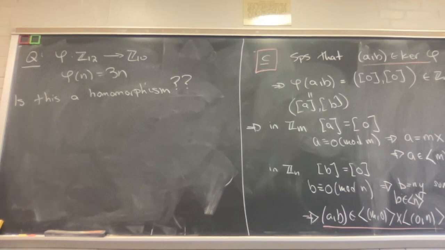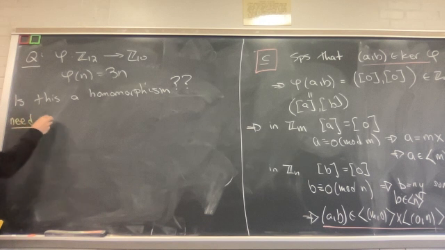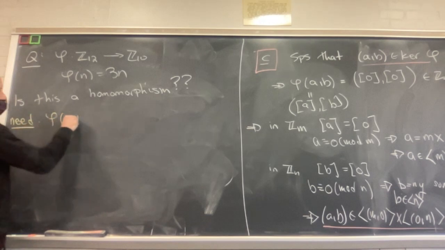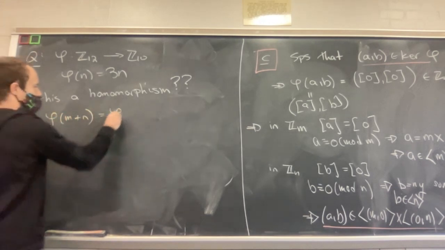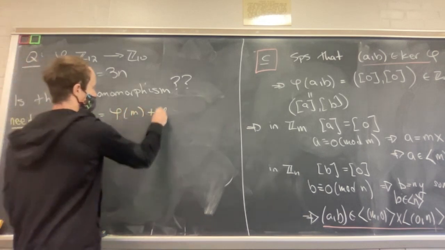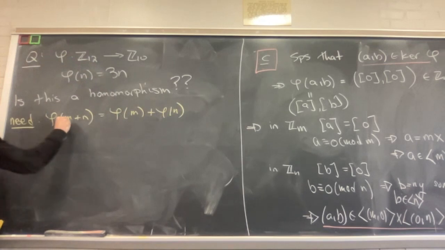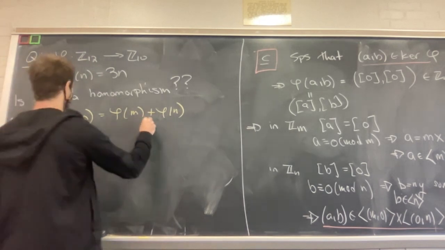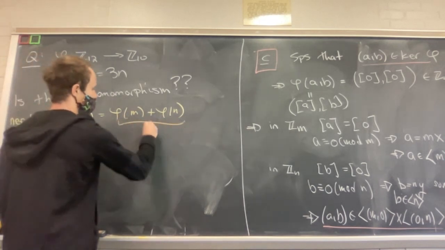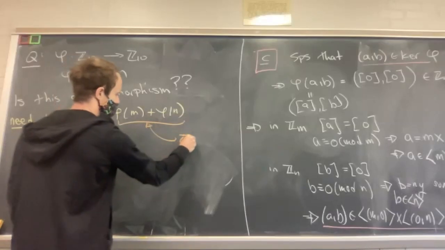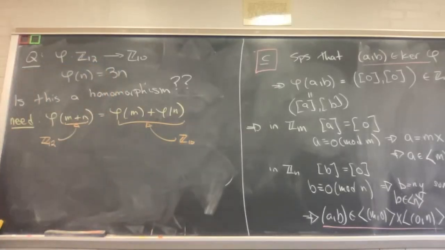So let's just recall what we need. We would need phi of m plus n to be the same thing as phi of m plus phi of n, where this addition right here is happening inside of Z12, and this addition right here is happening inside of Z10.